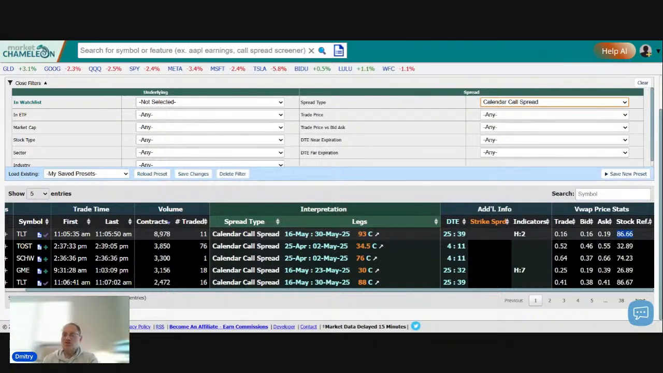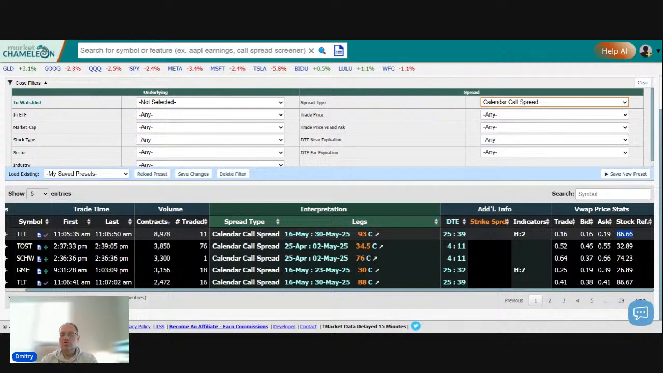And the opposite if you're selling it. If you're selling this spread on May 16th, you want the stock to be far away from the 93 strike, because then the May 30th will decay and the spread will be worth less.